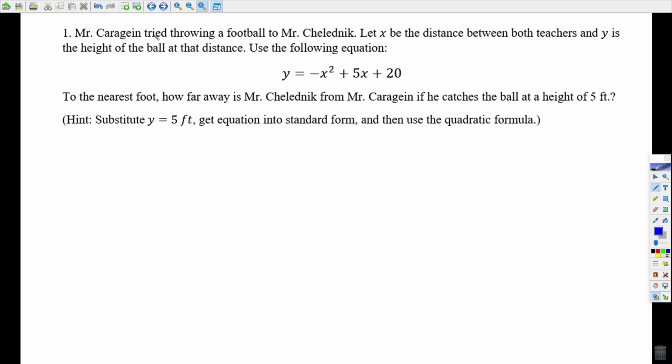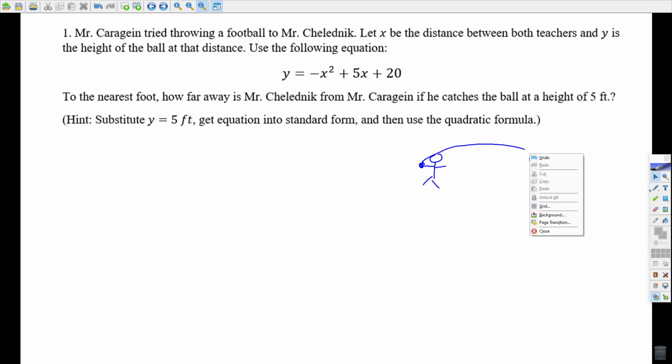So Mr. Karagine tried throwing a football to Mr. Shalednik, and we're going to let X be the distance between both teachers, and Y is the height of the ball at that distance, and we're going to use this equation. Okay, so let's draw a little picture here. Throwing a ball. And then maybe Karagine or whoever, he's going to catch it up in the air. So, let's put his arm up here.